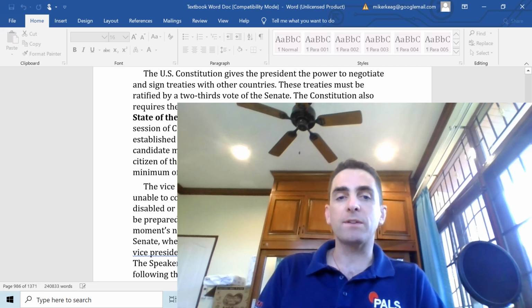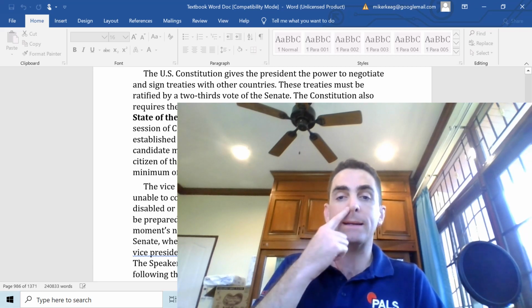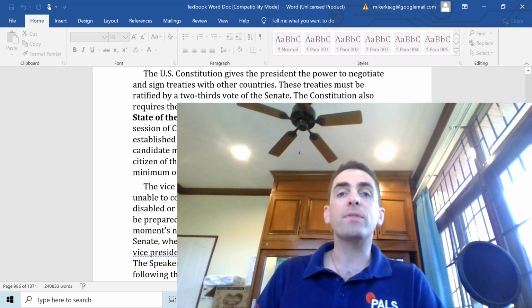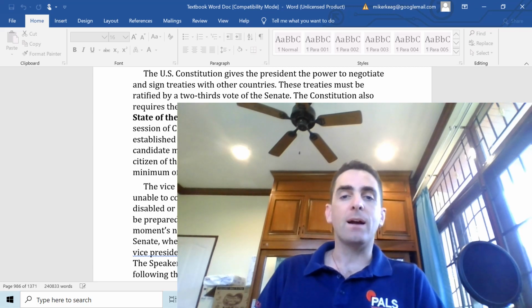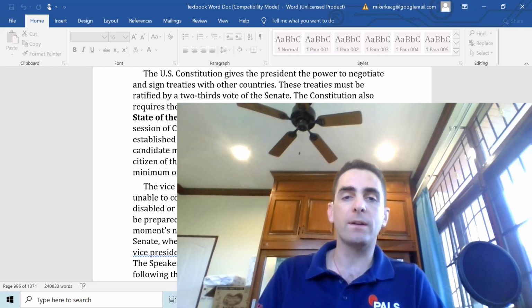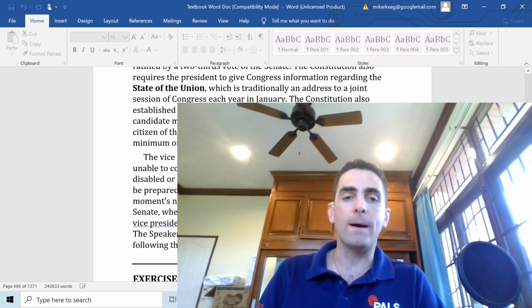The Constitution also establishes 3 qualifications for being elected as president. One, the candidate must be 35 years old, must be a natural-born citizen of the US, and must have lived in the country for a minimum of 14 years. Okay, so there are just some conditions on that.